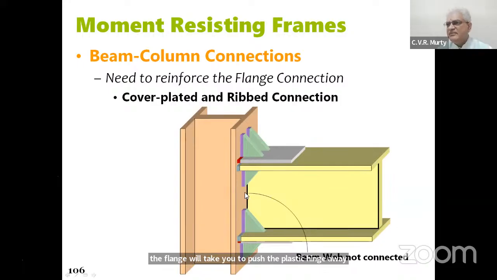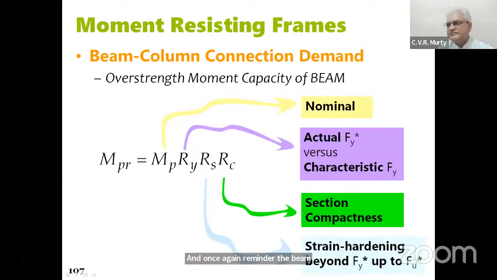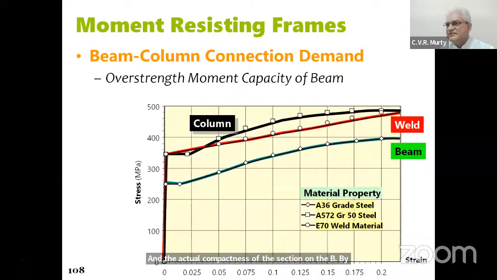And once again, a reminder, the beam web is not connected to the column. And so the nominal plastic moment capacity needs to be enhanced with the actual yield stress, with the actual strain hardening that happens, and the actual compactness of the section, depending on the B by T's, D by T's, you need to define those.